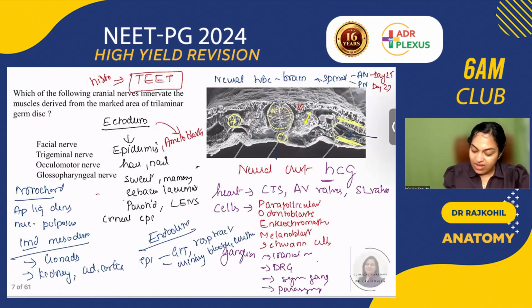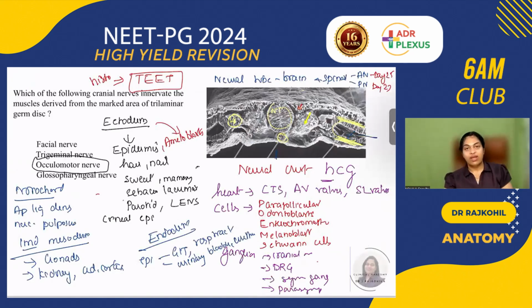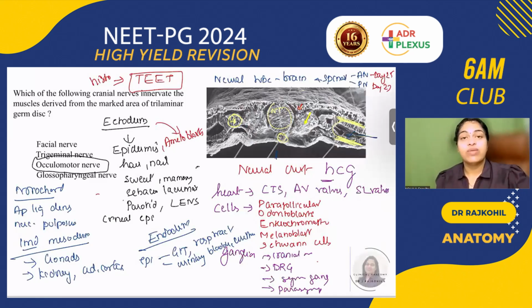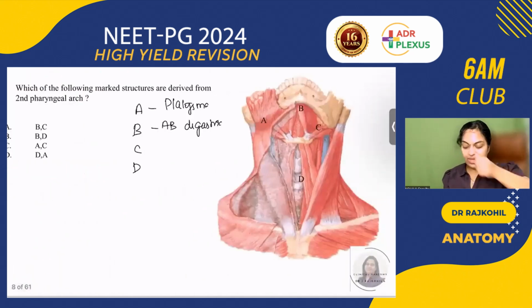Answer for the last question, please. It is the paraxial mesoderm, the muscles of the eyeball from the preoccipital somitomeres. The occipital somites give the muscles of the tongue, innervated by the 12th nerve. The preotic somitomeres give rise to the muscles of the eyeball, innervated by 3, 4, and 6. So the best option is oculomotor nerve, right? Okay, doctor? Yeah. B is anterior belly of digastric.